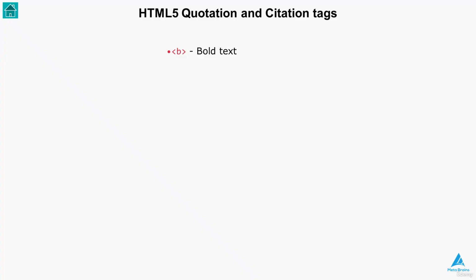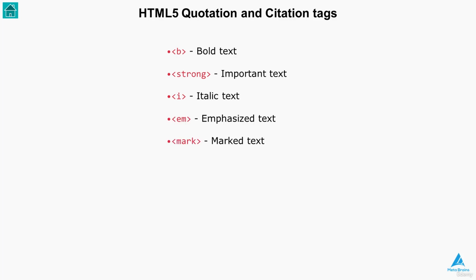Let's now discuss the types of quotation and citation tags that are used in HTML5. Okay, so number one, the B tag is used for bold text. The strong tag is used for important text. B and strong are almost similar. I is used for italic text. EM is used for the emphasized text. Mark is used for the marked text. We use it to mark or highlight something.